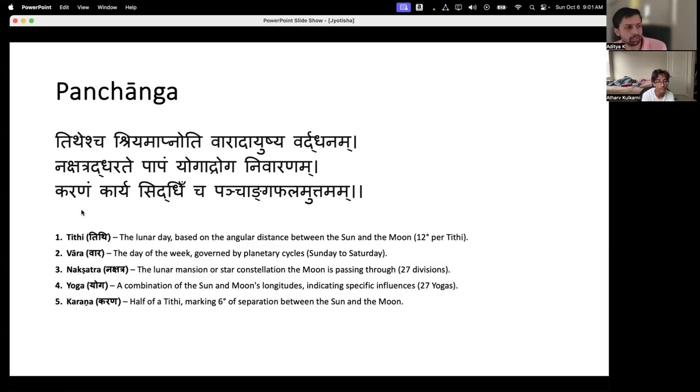Whenever people say Panchanga, they'll insist on Tithi, Vara, Nakshatra, yoga and Karana. So basically, this is also the level of importance given to them. Vara is more important than Tithi, Nakshatra is more important than Vara, yoga is more important than Nakshatra, and Karana is more important than yoga.